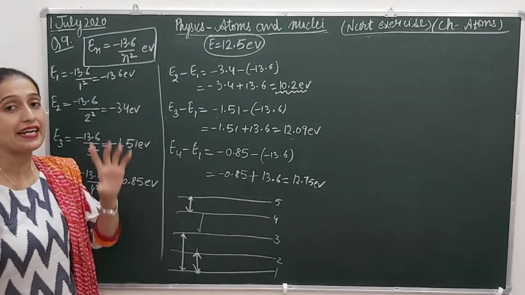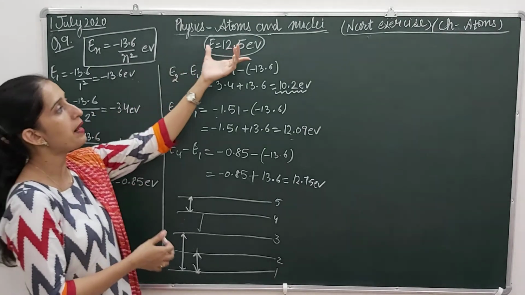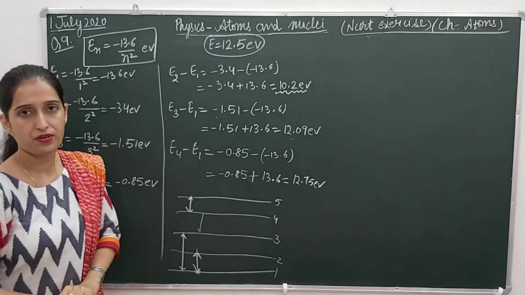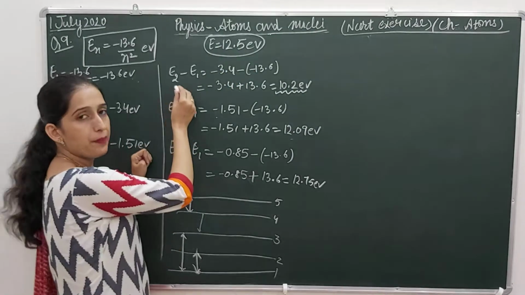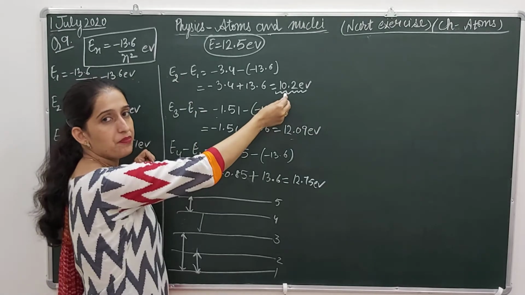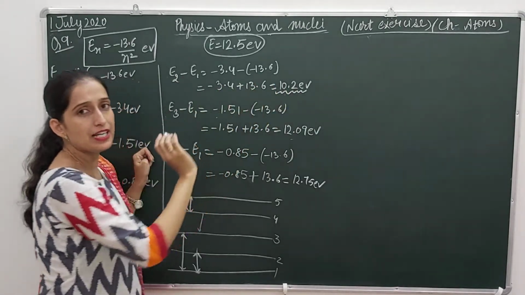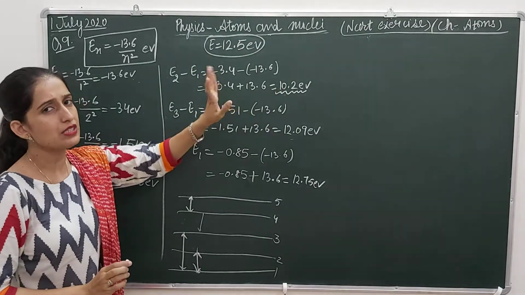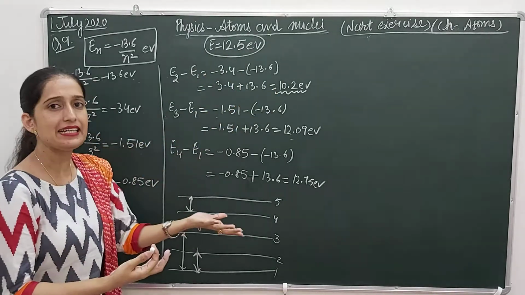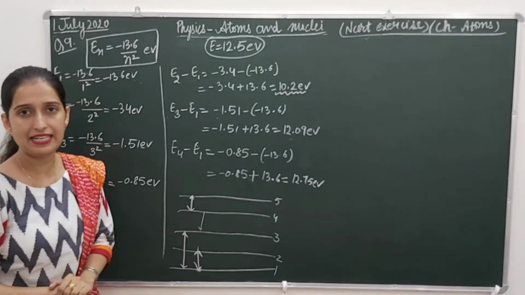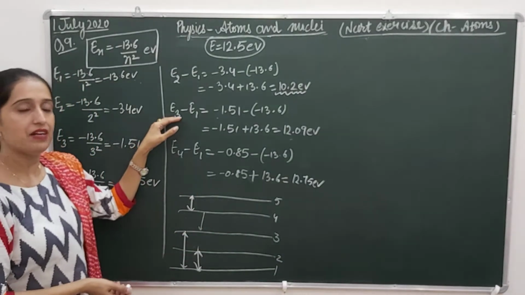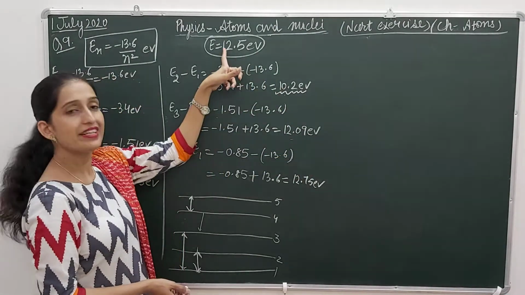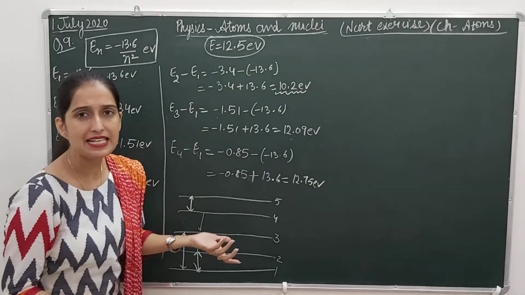And we are saying that gaseous hydrogen is bombarded by an electron beam which has 12.5 electron volt. Means for jumping from the first to the second level, it needs 10.2 electron volt, but it has 12.5, which is more than this. So that can easily excite the electron from the first to the second level. To the third level, it needs 12.09 electron volt. It has 12.5. It can easily excite.